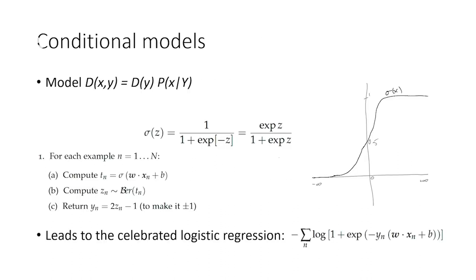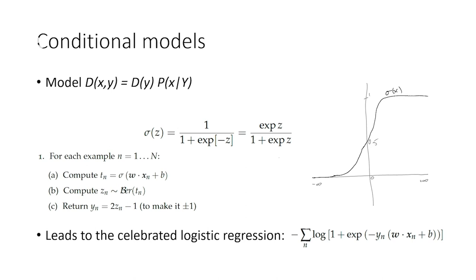Okay. Let's look at one particular conditional model. The model here is conditional, so the data from X and Y you can write as P of Y times P of X given Y. And then for each sample, for every Xn, you can compute the label using a sigmoid. This function is known as a sigmoid, of w dot x plus bias. You compute the label as a Bernoulli random variable with this mean.